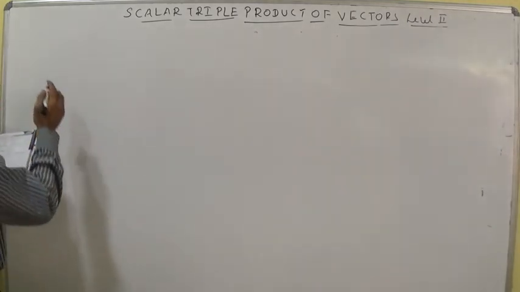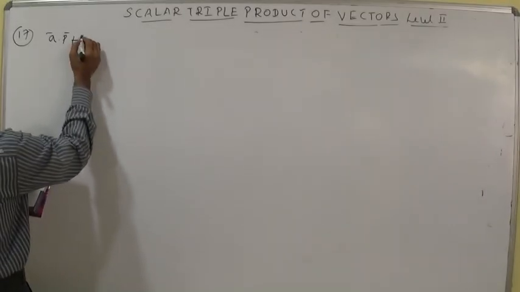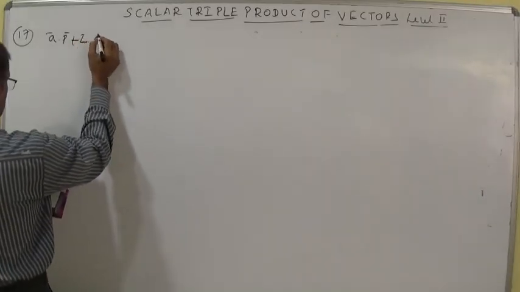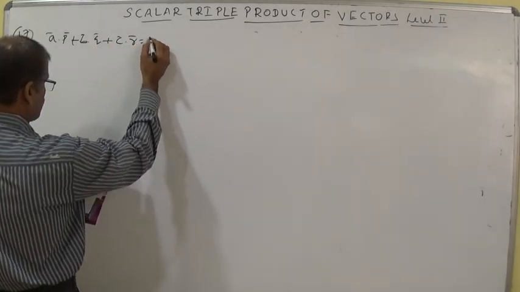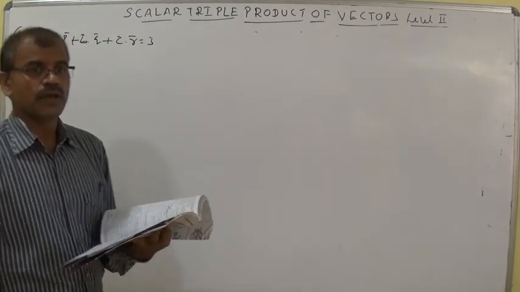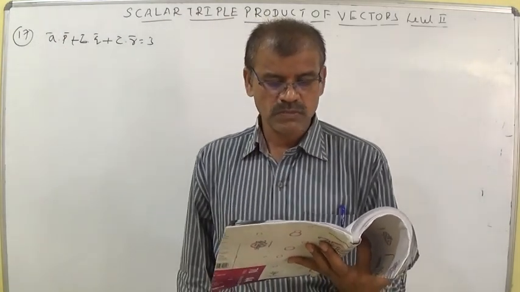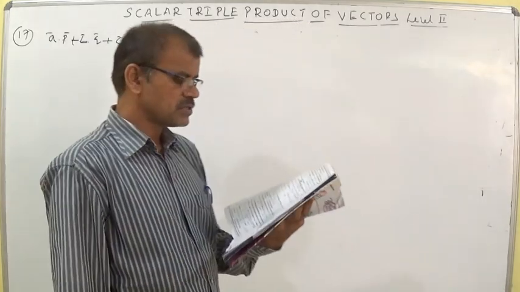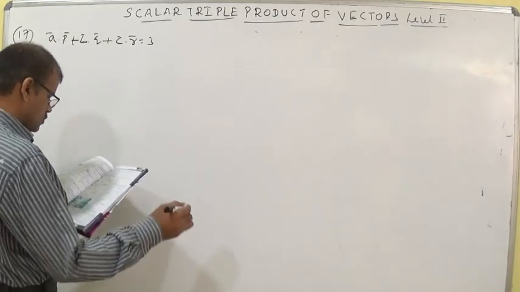A, B, C and P, Q, R are two sets of three non-coplanar vectors such that A bar dot P bar plus B bar dot Q bar plus C bar dot R bar equals 3. Then P equals dash, Q equals dash, R equals dash, he is asking. So verify the options.